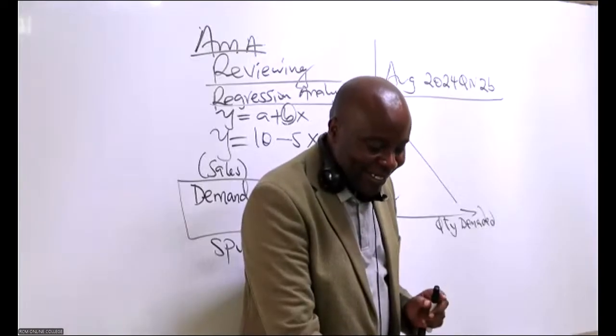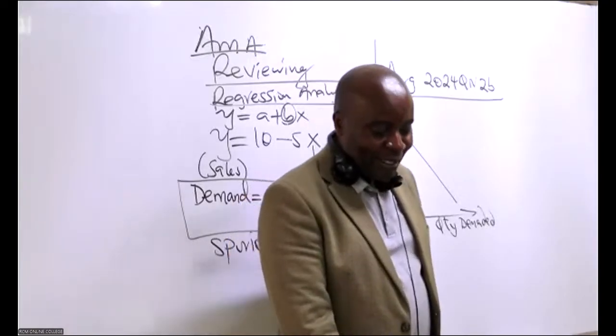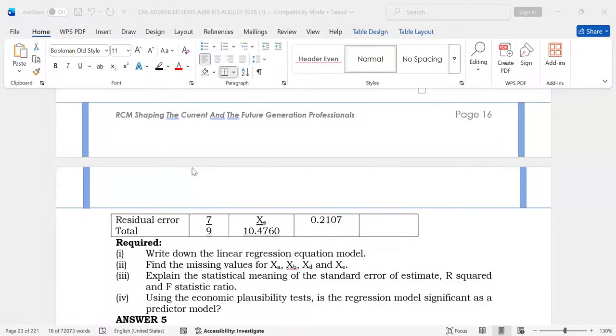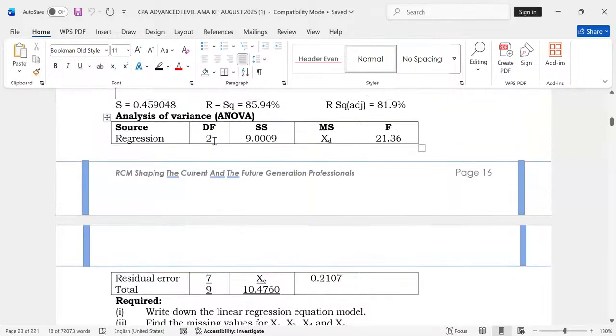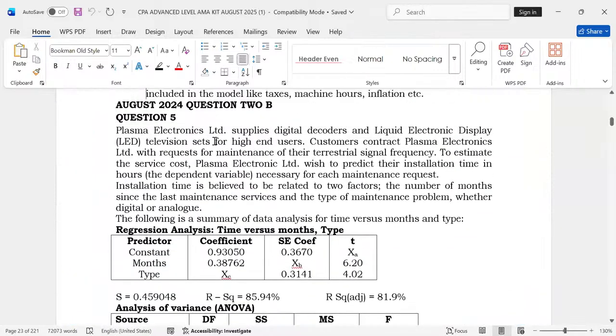But now let's read the question itself. So what are we told up here? Plasma Electronics Limited supplies digital decoders and liquid electronic display LED television sets for high-end users. Our great customers contact Plasma Electronics Limited with requests for maintenance of their terrestrial signal frequency.